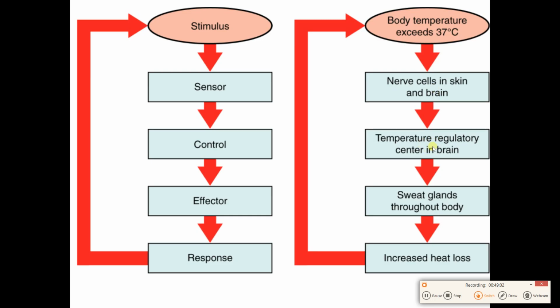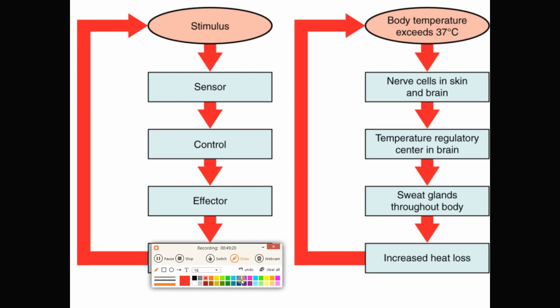Nerve cells are telling that regulatory center, hey, body temp's going up. The regulatory center compares current versus normal, decides current is too high, tells sweat glands to make sweat, and we lose heat. Now, this connection right here between the receptor and the control center, that is our afferent pathway. Whereas this connection right here between the control center and the effector, that's our efferent pathway.